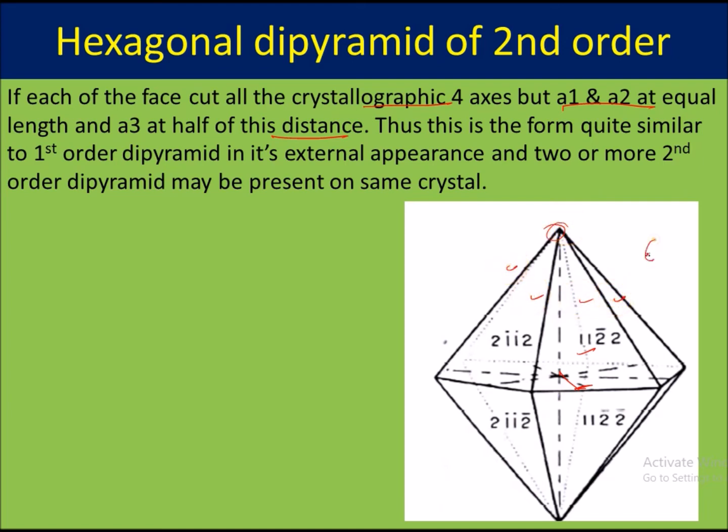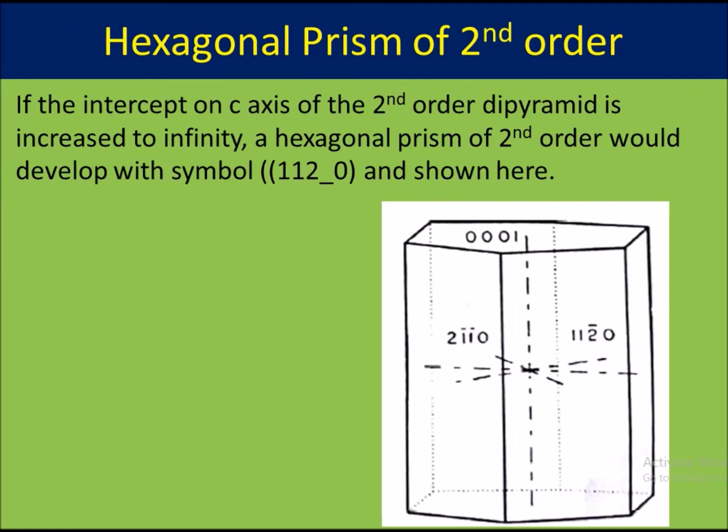This is the case with all the faces. So this is also a 12 face form, 6 faces on the upper half and 6 faces in the lower half. But the difference with the previous form, that means first order, is that in the first order, the face is cutting two axes at equal length and parallel to the third, but here the face is cutting all the 3 horizontal axes, 2 at equal length and the third one at half of this distance, okay. So I hope you understand this form as well.